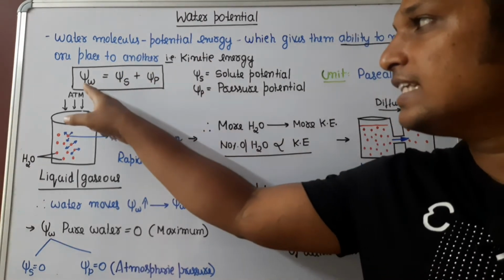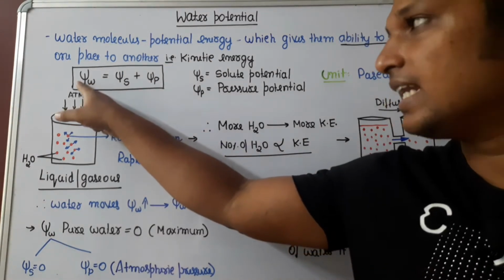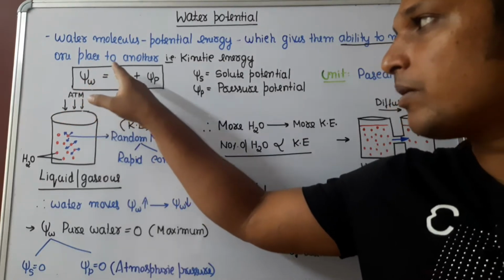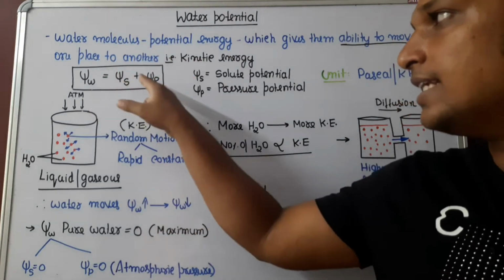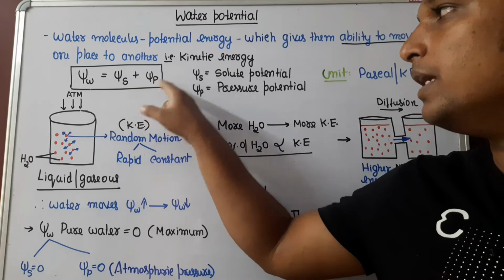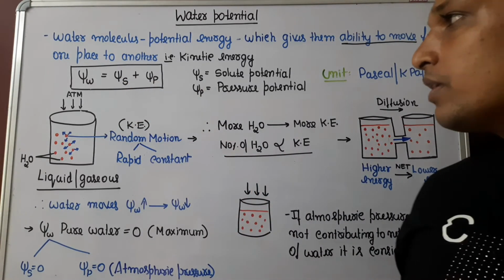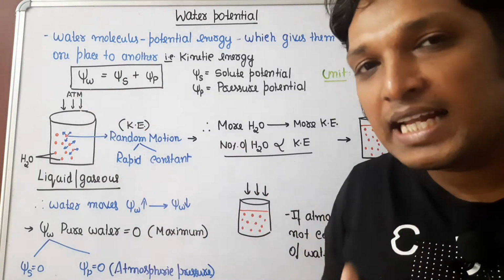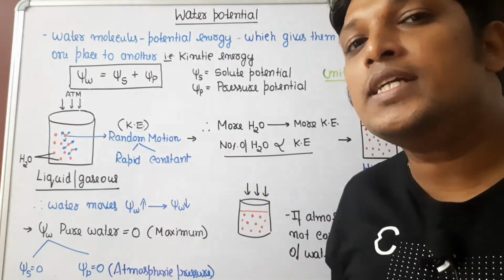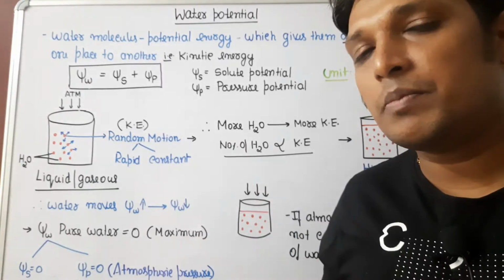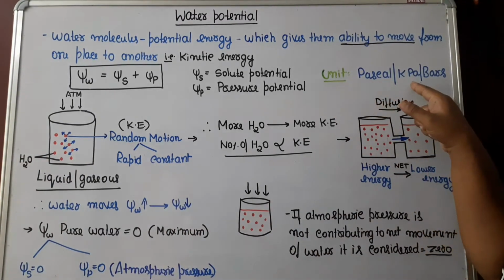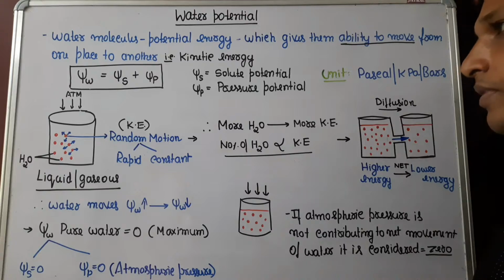Water potential is indicated with the symbol psi, a Greek letter, and written as psi W. Water potential depends upon two factors, psi S and psi P. Psi S refers to solute potential, and psi P refers to pressure potential. Since water potential is an energy, the ability of the water to move, its units are expressed in terms of pressure, because pressure is also a form of energy. The unit is Pascal, kilopascal or bars.